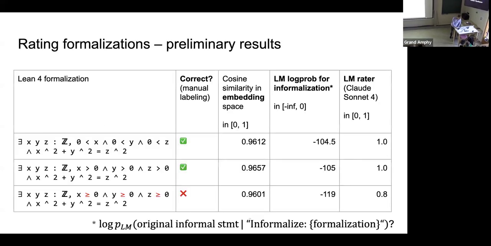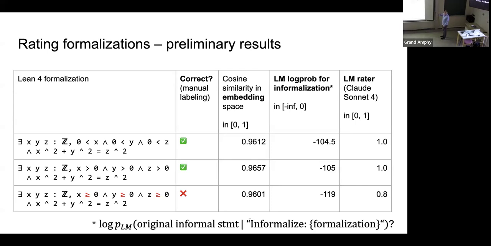And we did a little experiment on this for this toy example. On the left, there are the 3 Lean formalizations. The first column is whether they are correct formalizations, which was labeled manually. And then we have the 3 ways of assessing the quality of the back translation. The first column is the distance metric in the embedding space. And there seems to be a bit of signal, the distance is a bit closer in the first 2 than the wrong one, but the first one is closer to the wrong one than to the middle one.